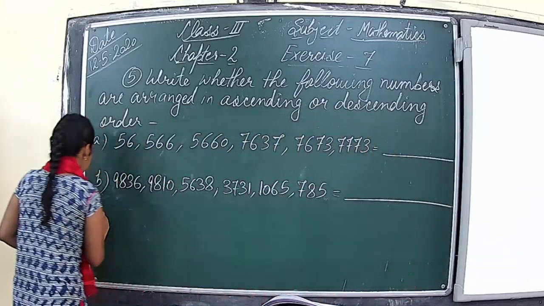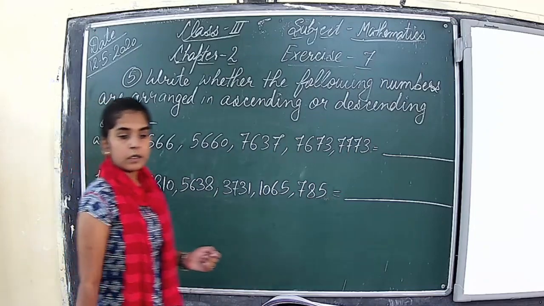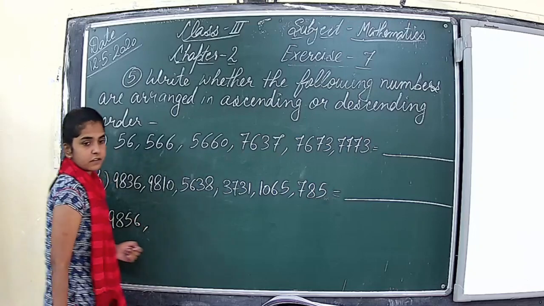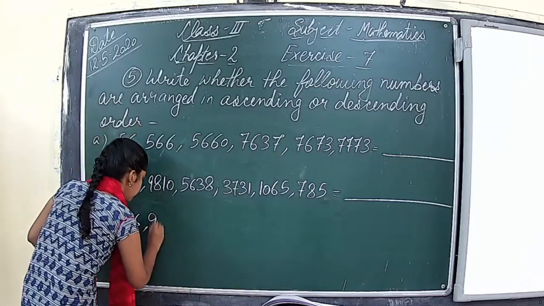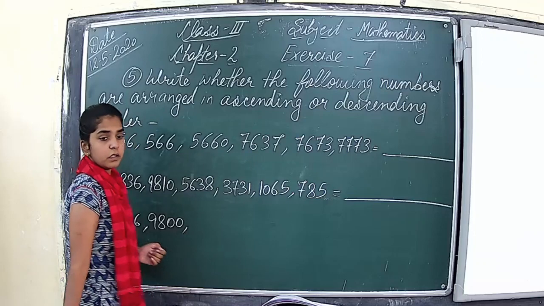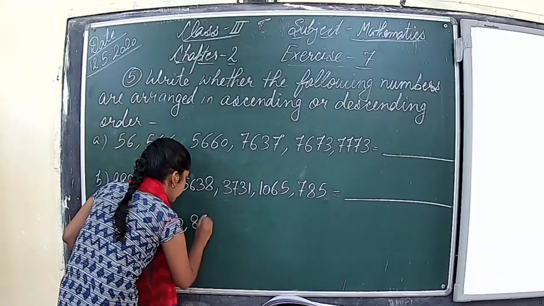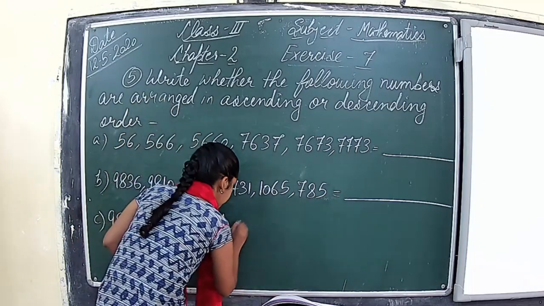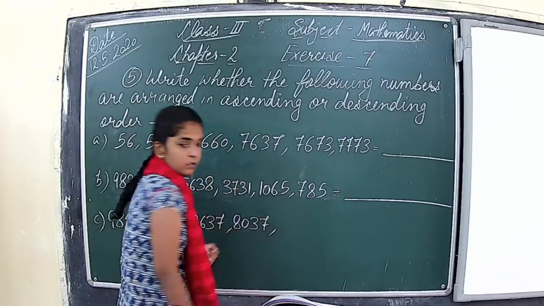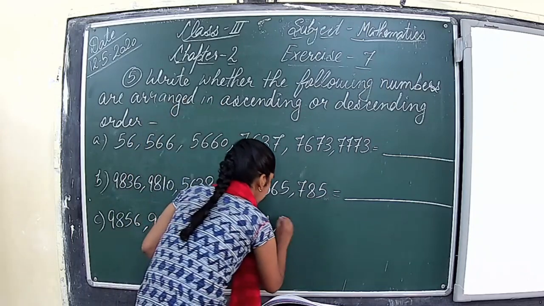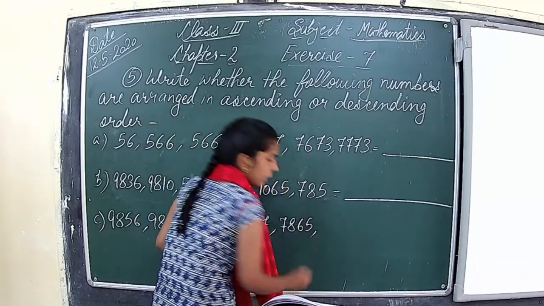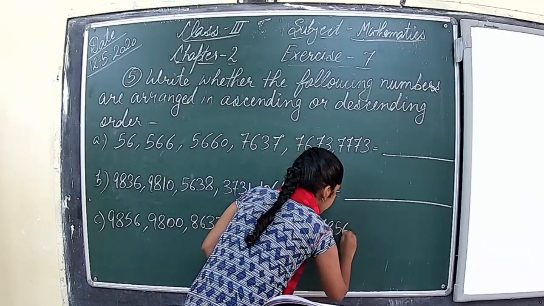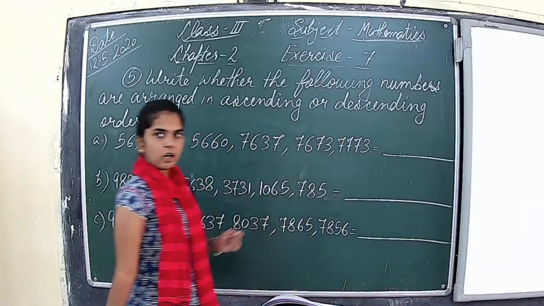Next one, C part is 9856, next number 9800, next number 8637, next one 8037, then 7865, and next one 7856. So let's start from first part.